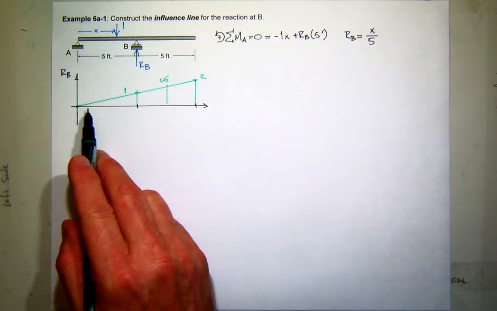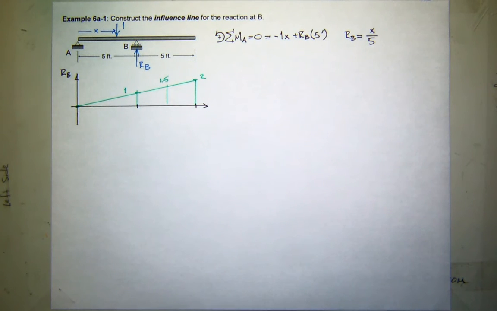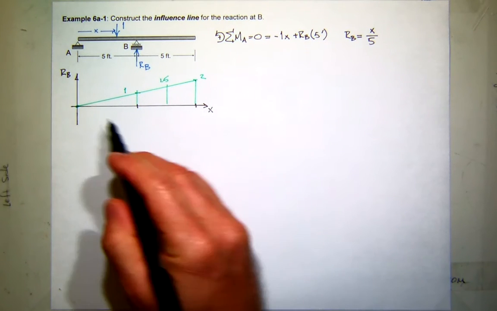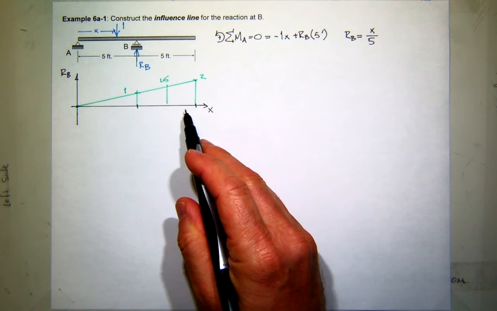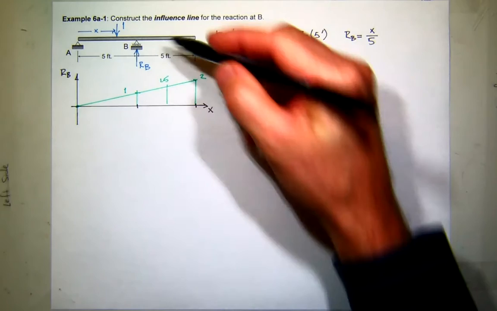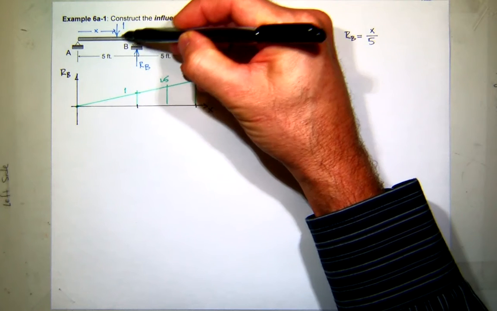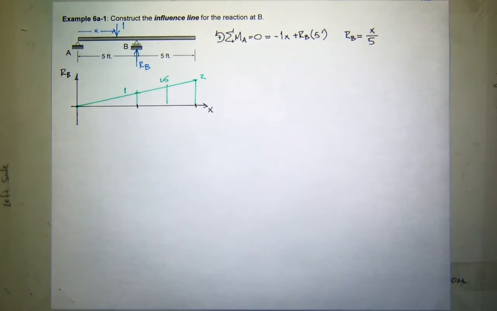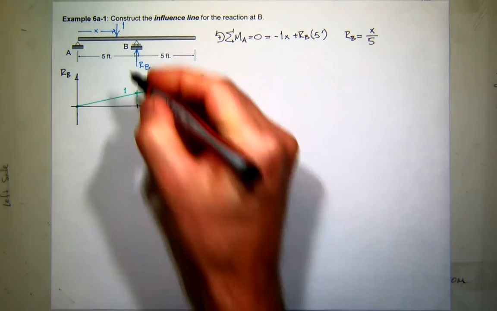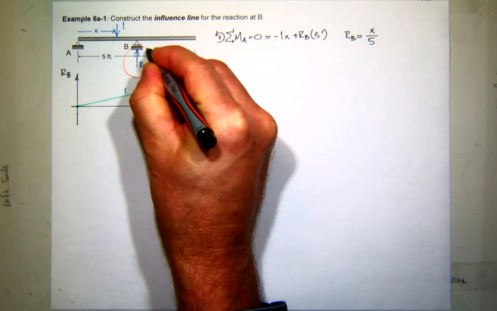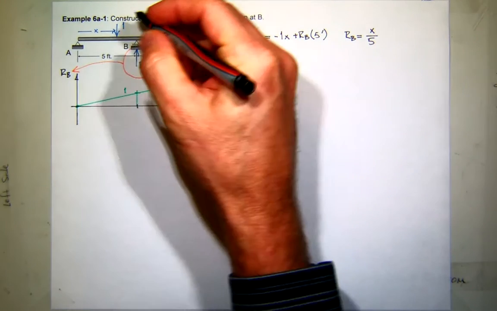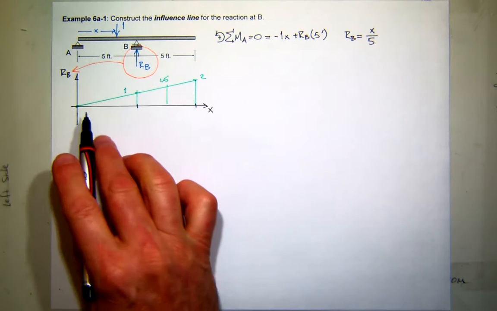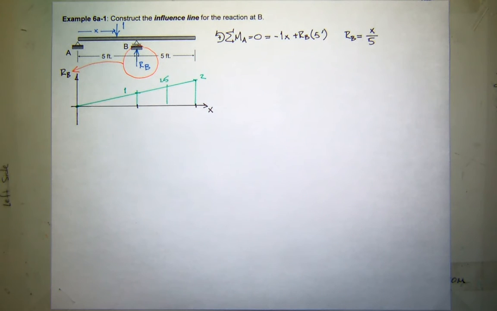So again, remember, since this is an influence line, this x position is not along the beam. It's the position of the unit load. The thing I'm looking for is just the reaction at B. So keep in mind that the item you're looking for is here, and then the position of x is what we see along the bottom.